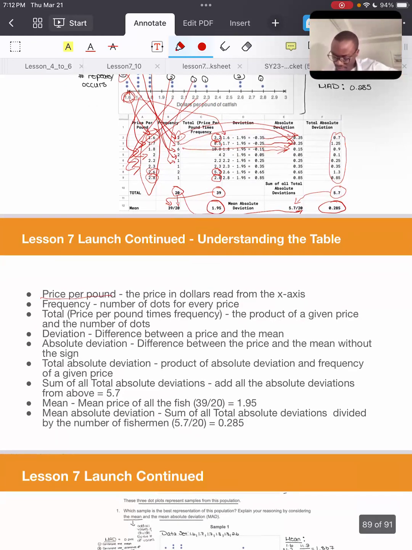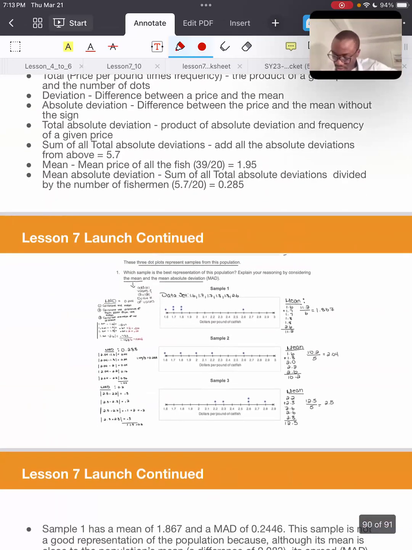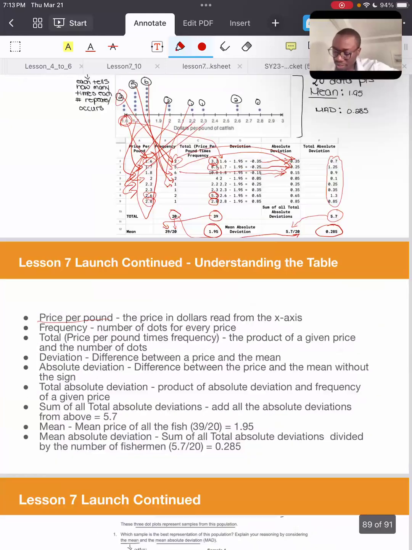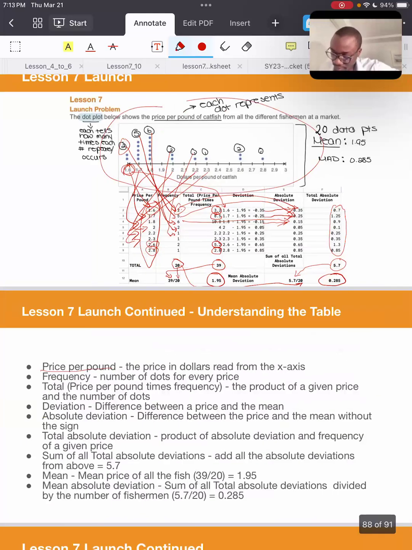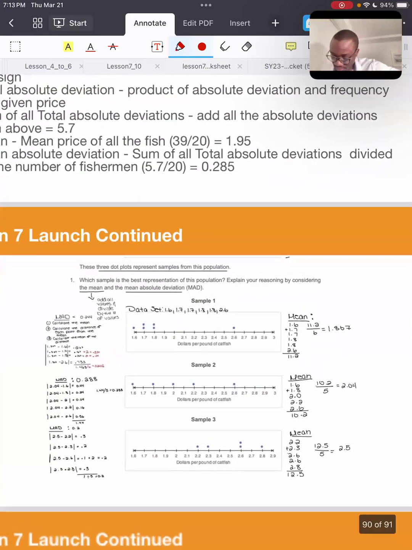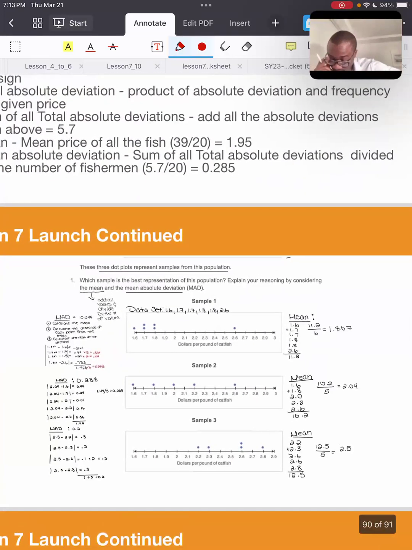Send me an email if you're confused. So let's go to the next part of the lesson. The question was actually asking: these 3 data plots represent samples from this population. So we are talking about this population here. The first question we have to answer is, which sample is the best representation of this population? Explain your reasoning by considering the mean and the mean absolute deviation.